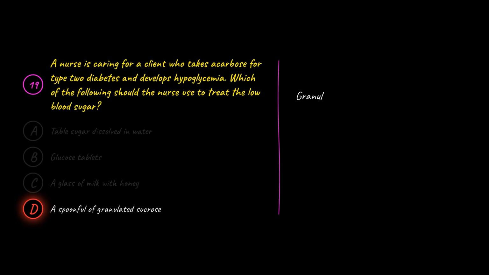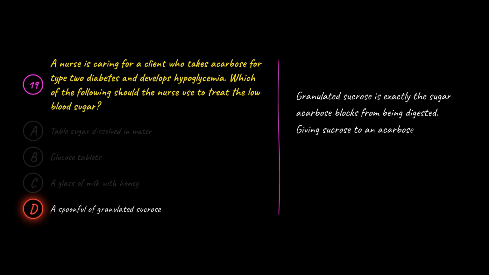D is wrong because granulated sucrose is exactly the sugar acarbose blocks from being digested. Giving sucrose to an acarbose-treated client will not raise glucose promptly, which is why glucose is the correct treatment.